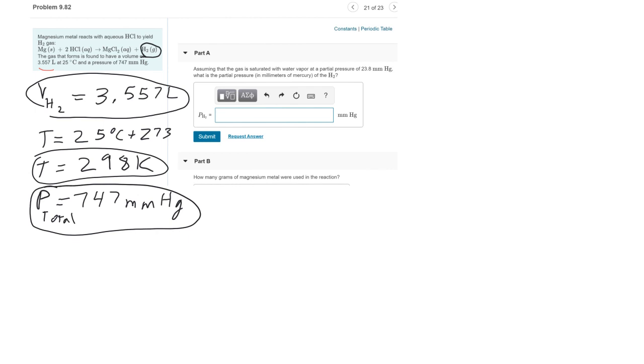And it looks like we may be headed to PV=nRT. Let's see if we can see what they're telling us again. Assuming the gas is saturated with water vapor at the partial pressure of 23.8 millimeters of mercury, what is the partial pressure in millimeters of mercury of the hydrogen gas? Okay, I see what they're doing now. This is a classic laboratory experiment.